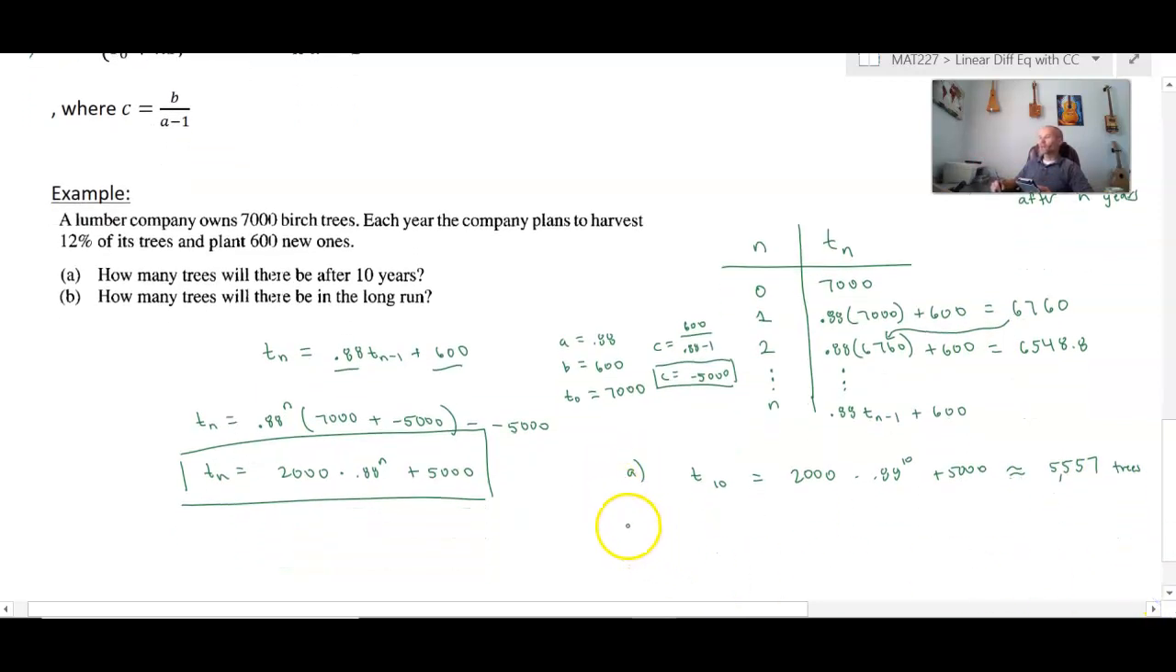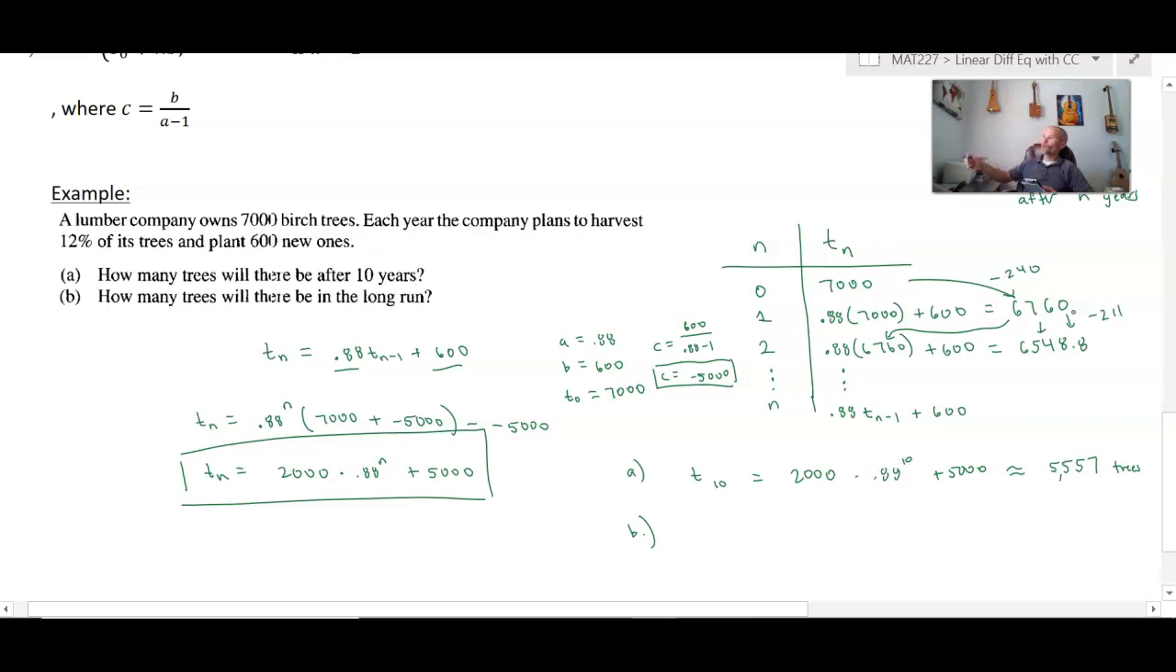Now, what's going to happen in the long run? Well, in the long run, notice first of all one interesting aspect, that we are losing trees from 1 year to the next, but we're only removing 12% of what is there. At first we lose about 240 trees, but then we lose only about 211 trees.